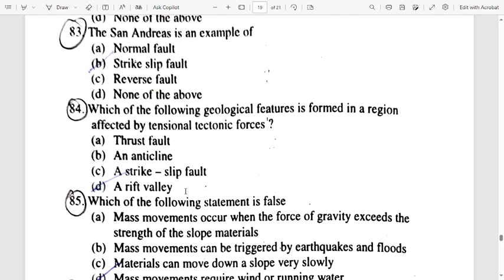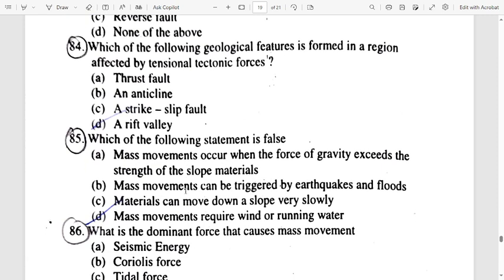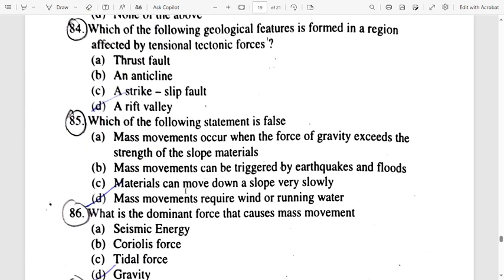Which of the following geological features is formed in a region affected by tensional tectonic forces? Rift valley. Which of the following statements is false? Mass movements require wind or running water. So mass movements occur when the force of gravity exceeds the strength of the slope materials.